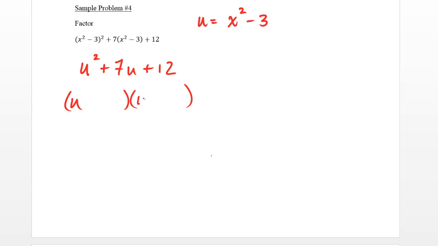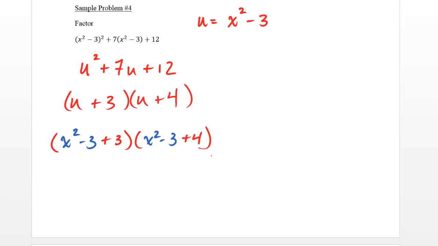So we can factor this into u plus 3 and u plus 4. And now we can come back and replace the u. And then finally we just need to consolidate the terms. Negative 3 and positive 3 actually cancel each other out, and then we have just a plus 1. And so that's fully factored at that point.